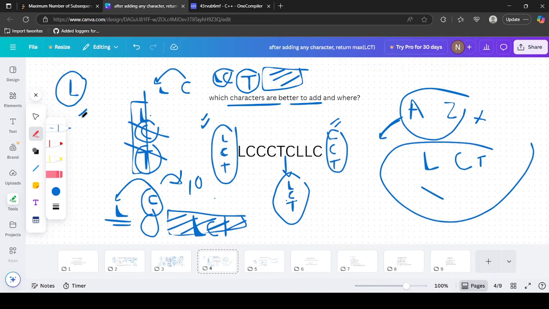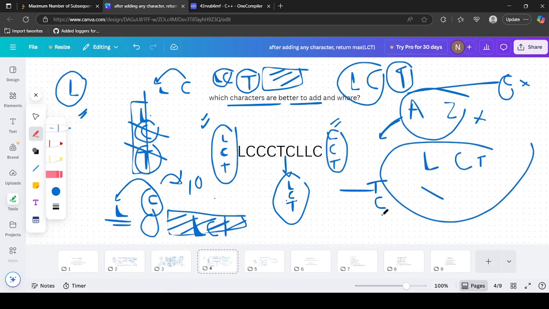So this is one observation. And similarly, can we add C to the ending? Obviously no. It will be useful only when we are adding T at the last, and only if we have LC. So even at the last, we can only add T.